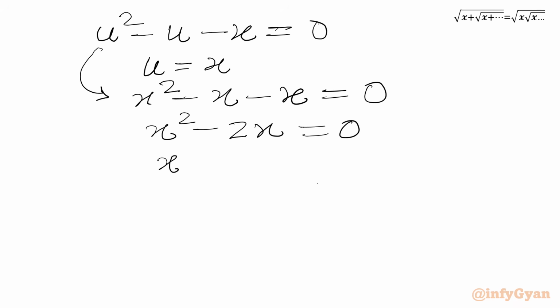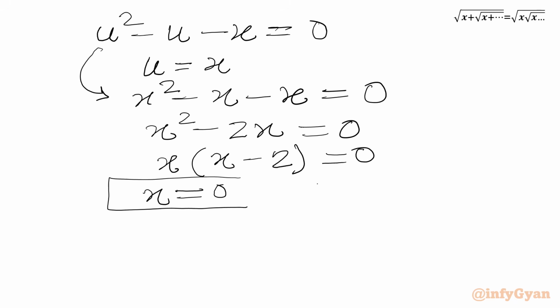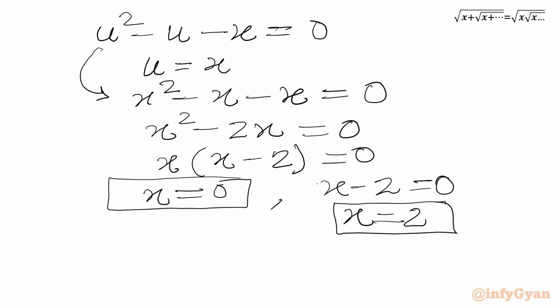We can take x common out. So in the bracket we will write x minus 2 equal to 0. By using product 0 rule, we will be getting either x equal to 0 or x minus 2 equal to 0. From this equation, we will write x equal to 2. So we have two real solutions. Let us write here x equal to 0 and x equal to 2.